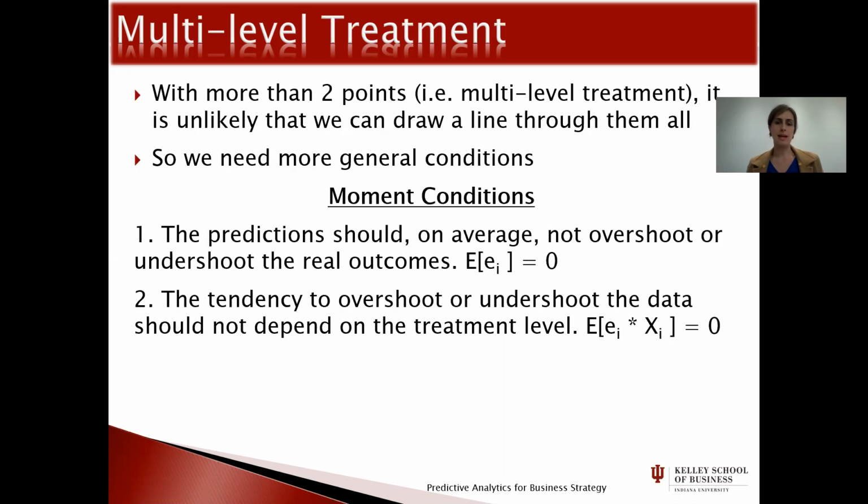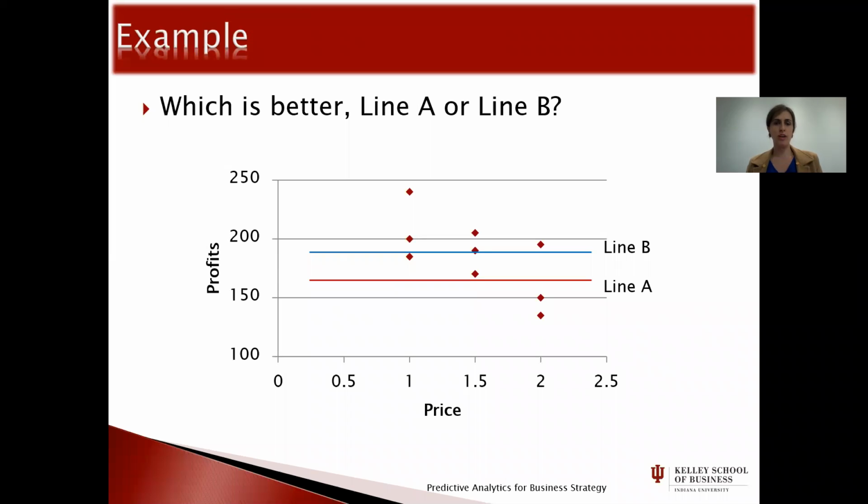The second one is that the mistakes we do make should not be correlated with the treatment, right? There's not a tendency to always undershoot for certain levels of my prices and to always overshoot for other levels of prices. So we don't want any strong relationship between my mistakes and my independent variables. If I show those two lines to you, which line would you prefer based on these two sample moment conditions? Which line is better in this case, line A or line B?